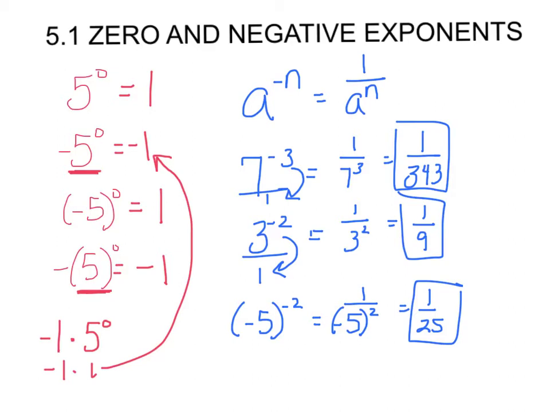However, consider the following pattern. 0 to the third is 0. 0 to the second is 0. 0 to the first is 0. But the 0 to the 0 is not 0. I mean, it is 0. But actually, if we followed our rule, it would be 1. So then it says, it is not possible for 0 to the power of 0 to equal both 1 and 0. Therefore, 0 to the 0 power is undefined.